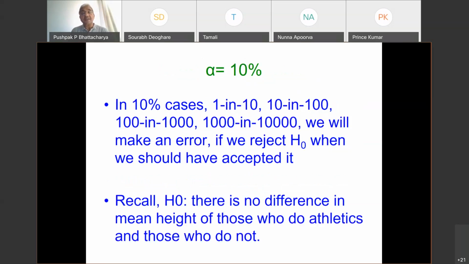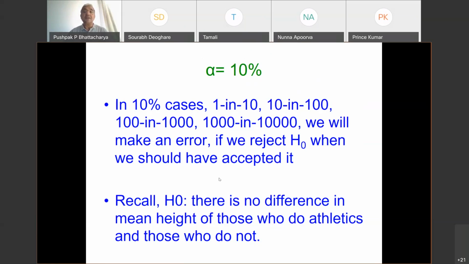Then in 10% cases, that is 1 in 10 or 10 in 100 or 100 in 1000, we'll make an error if we reject H naught when we should have accepted it. Okay, and recall what is H naught. There is no difference in the mean height of those who do athletics and those who do not. Okay, this is my null hypothesis.